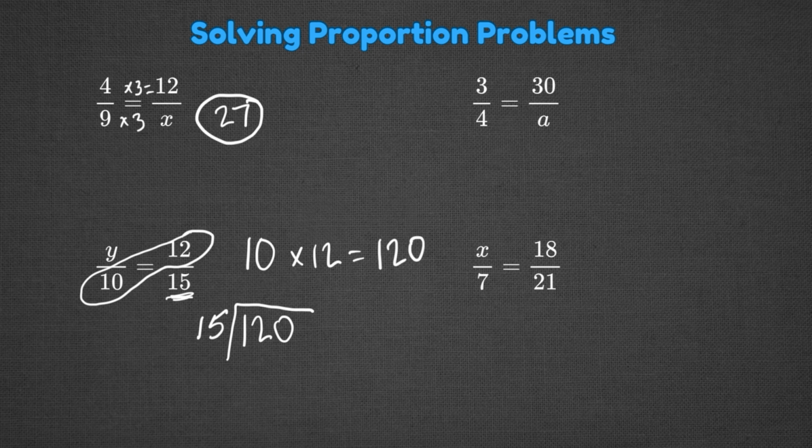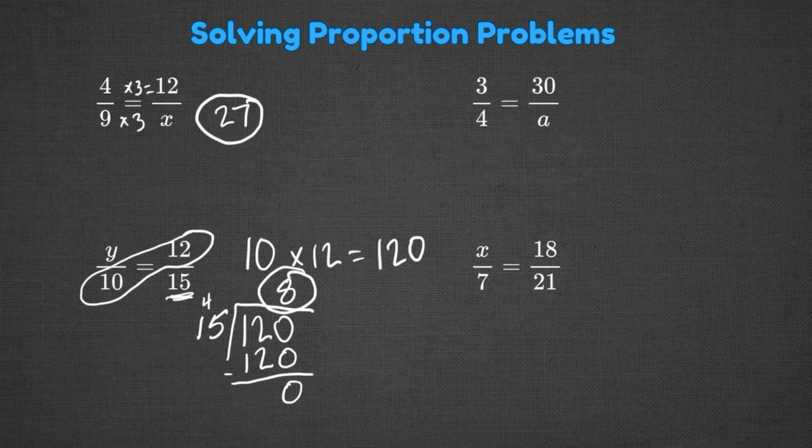15 goes into 120. Let's see. I believe it goes in 8 times. 8 times 5 is 40. 8 times 1 plus 4 is 12. Subtract the 120. And our unknown number over here, y equals 8.